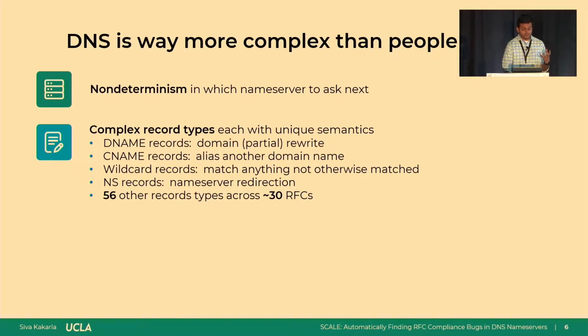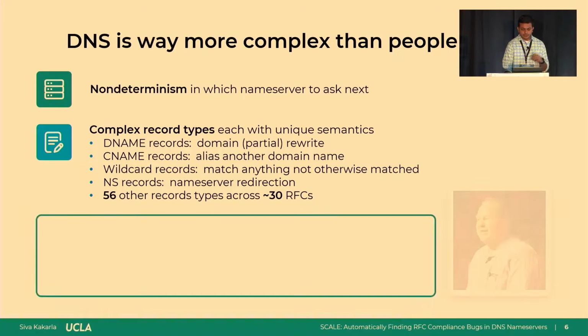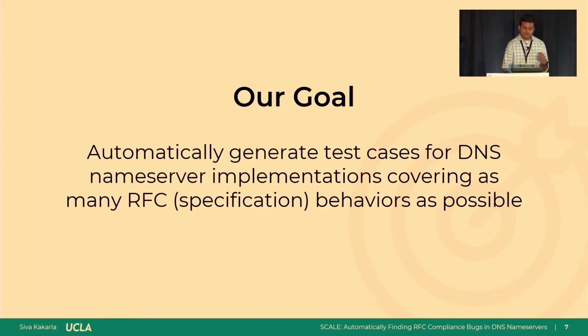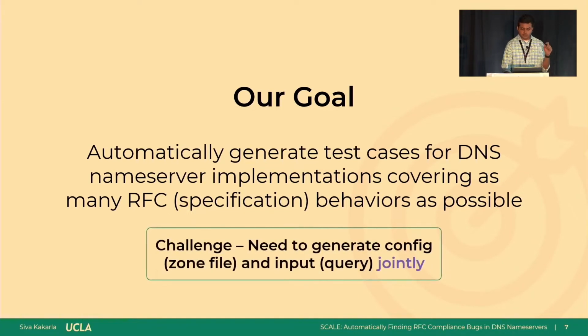To succinctly summarize DNS, I quote Jeff, who said, DNS is a lot like chess. It's a simple game in terms of the rules, but phenomenally complex in the way it can be played. So our goal in this project is to check if the DNS software is compliant with the RFCs, the DNS specifications, by finding a way to generate test cases automatically while covering the RFC behaviors. However, the major challenge is that a test case consists not just of a query, but also of a DNS nameserver configuration file, the zone file.